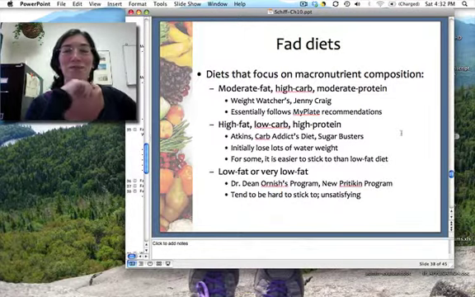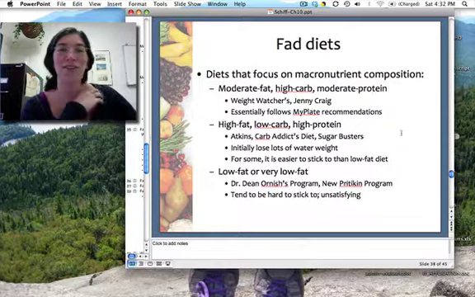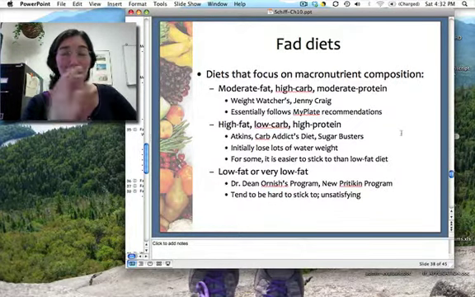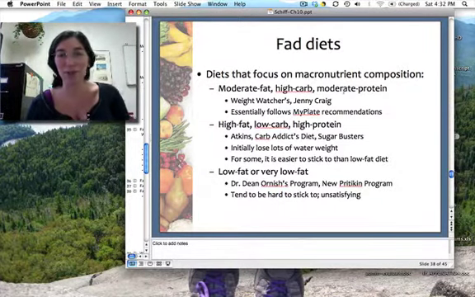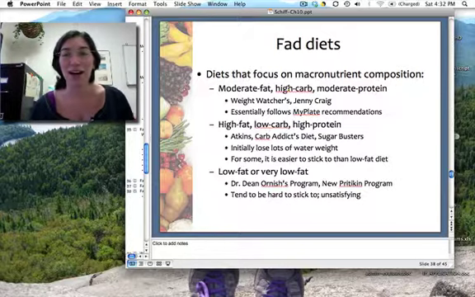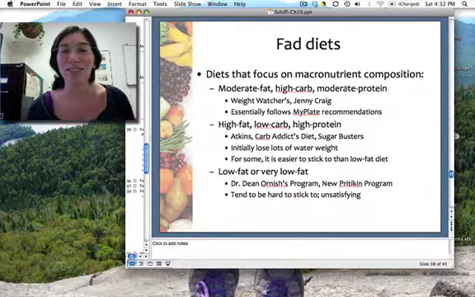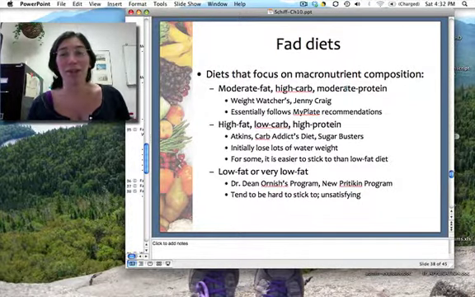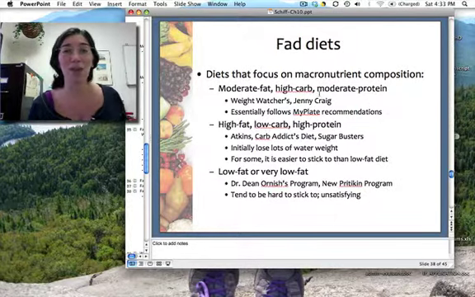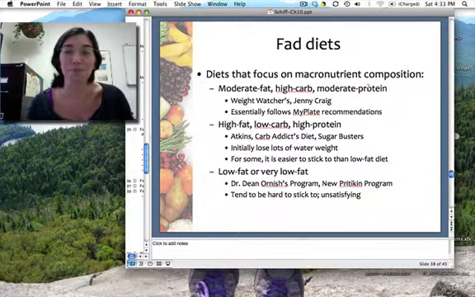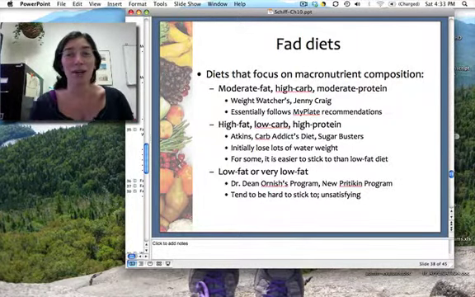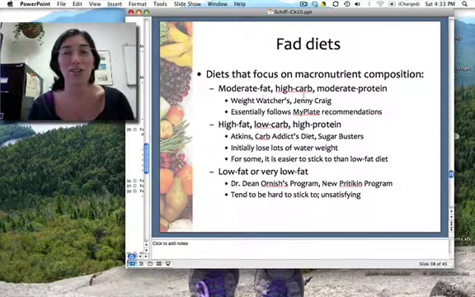So another type of fad diet that we can talk about are the fad diets that focus on different types of macronutrient distribution. Those different types of diets include a moderate fat, high carb, moderate protein diet, which is essentially what the My Plate recommendation is. My Plate, or the acceptable macronutrient distribution range, that pie chart, says that most of our calories should come from carbs, and then a moderate amount comes from fats and proteins. Some of the different diet programs that follow this pattern are Weight Watchers and Jenny Craig.